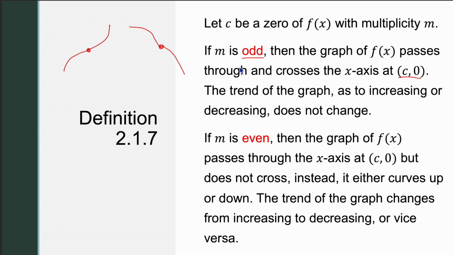If m is even naman, then the graph of f of x passes through the x-axis at C, 0 but does not cross. Instead, it either curves up or down. The trend of the graph changes from increasing to decreasing or vice versa. Ang ibig sabihin naman yan, so kunwari pababa siya, and then dadaan siya sa x-axis, and then mag-change siya ng behavior. Or pataas siya, and then cross sa x-axis, and then mag-change ng behavior. That is for m na even.